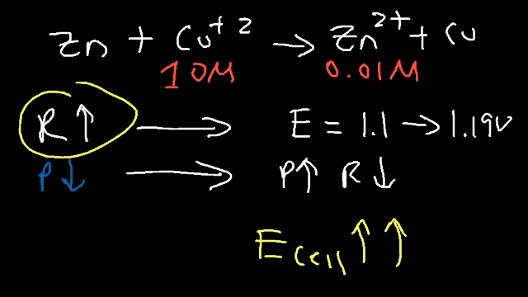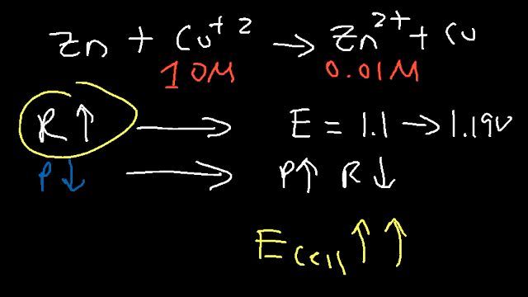Now, as you increase the concentration of the products, it's going to shift to the left, and it's going to be less spontaneous or more non-spontaneous. But if you decrease the products, it's going to shift to the right, causing the reaction to be more spontaneous, therefore increasing the cell potential. So make sure you understand these concepts, because depending on what type of chemistry class you might be taking, you may be tested on this information.